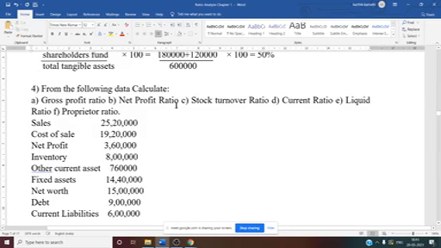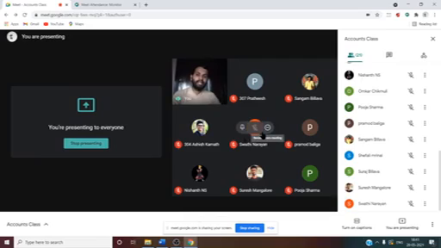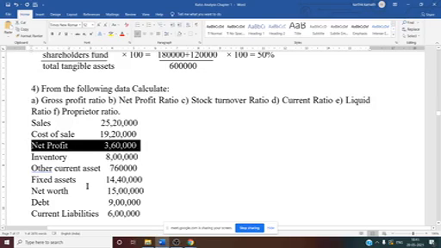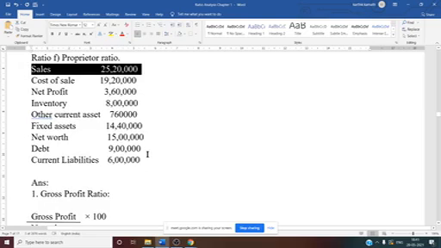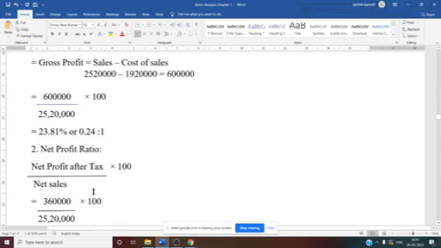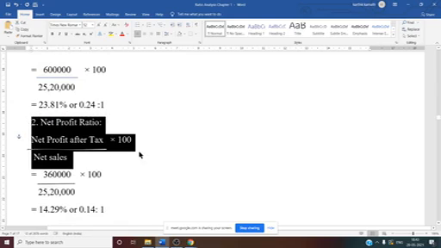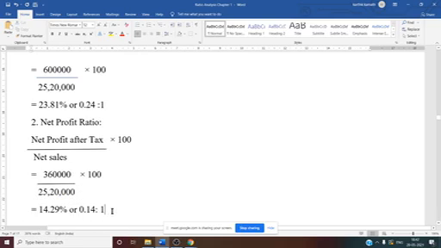Next, they have asked you for the net profit ratio. Net profit ratio is net profit after tax divided by net sales into 100. Here net profit after tax is given. Since they have not mentioned it directly, we will assume that it is after tax. Net profit is 3,60,000, which you write in the numerator. Net sale goes in the denominator. Profit in the numerator, sale in the denominator. Just substitute the amounts. That is 3,60,000 divided by 25,20,000 into 100. The answer is 14.29% or 0.14:1. So that is the net profit ratio.